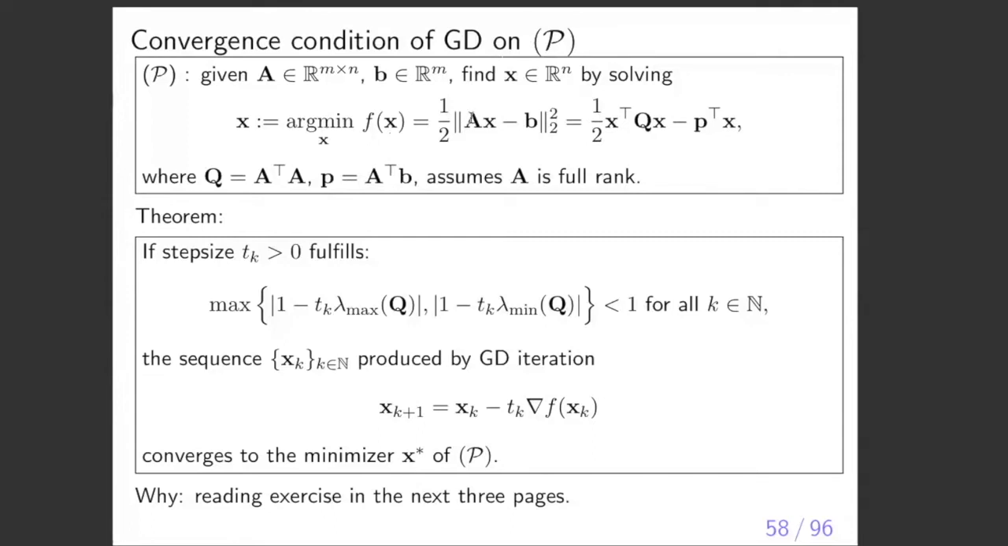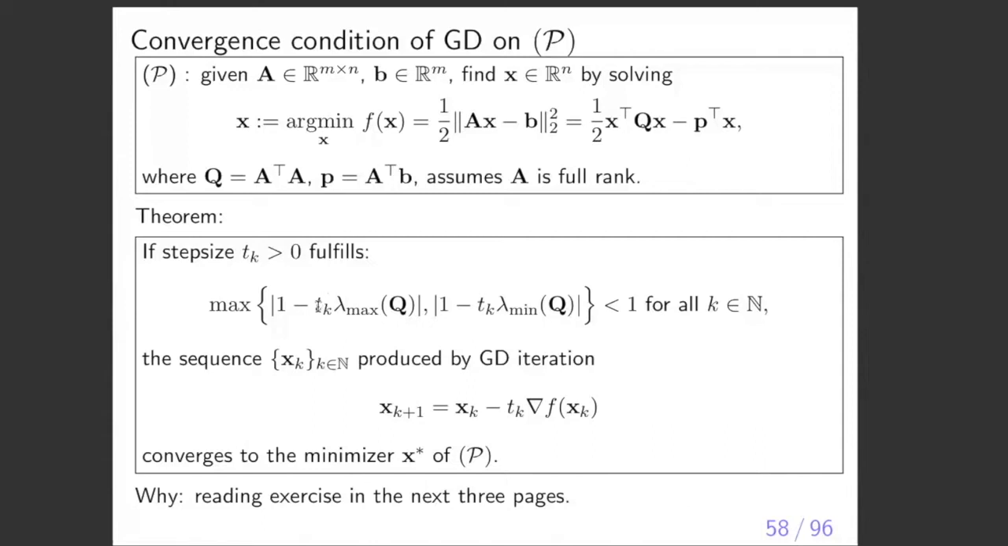Since P is a quadratic function, you can have a convergence rate that is more precise than for a general F. So the theorem is like this. You have a step size T. If the step size fulfills this condition, then the convergence is guaranteed. So what is this condition? This lambda max is basically the spectral norm of Q. Then that means this absolute value is smaller than 1. That means T cannot be too big.